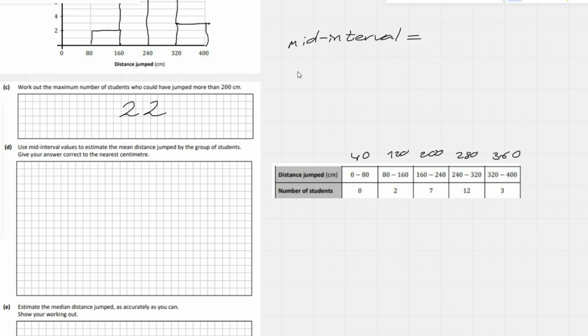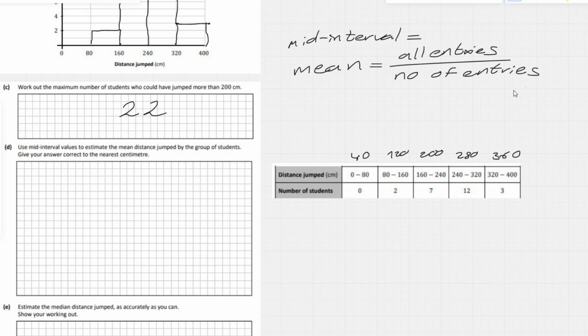So now we got our first part. We're using the mid-interval values. Now let's explain what the mean is. So the mean is a form of an average. The way that we calculate mean is all entries over number of entries. So what does that mean?